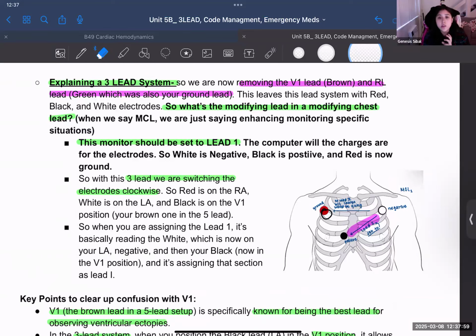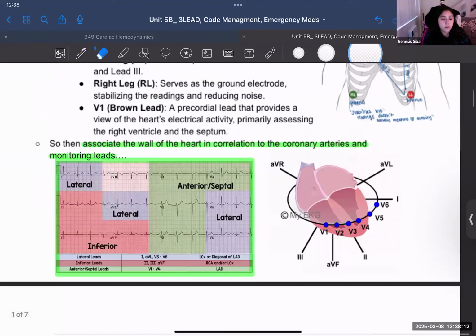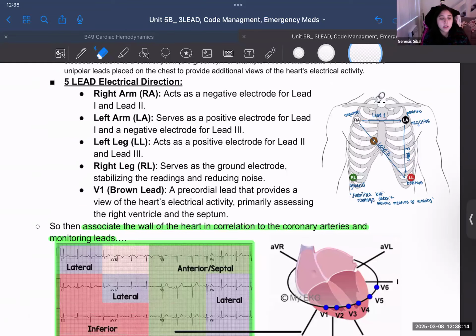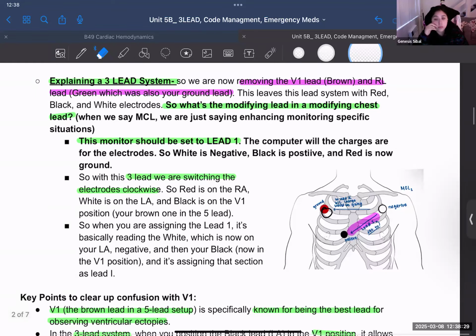So really all you have to understand is that you're switching the colors of the electrodes. It's just going clockwise, but in terms of the charges, they should remain the same. I get the question: on the 5 lead, on the left-hand side, it was positive for lead 1 on the right side, so right arm to left arm was negative to positive, and then looking at the left leg and left arm, the left arm is negative. But over here, the white one is just going to be negative, and the black one is just going to be positive.